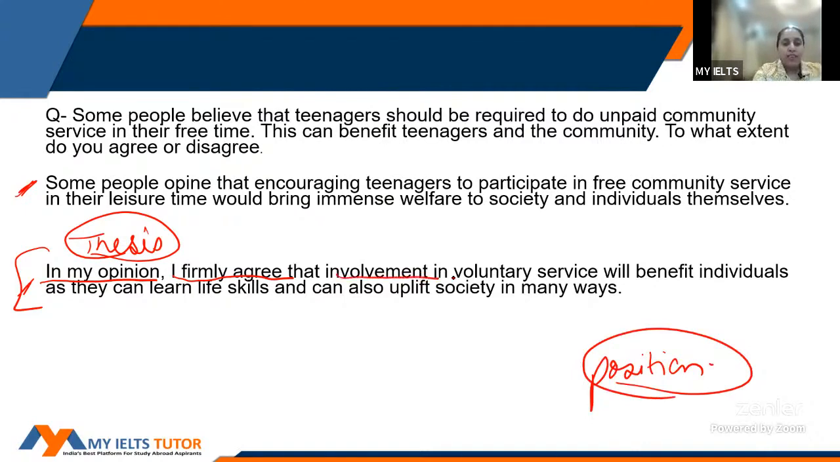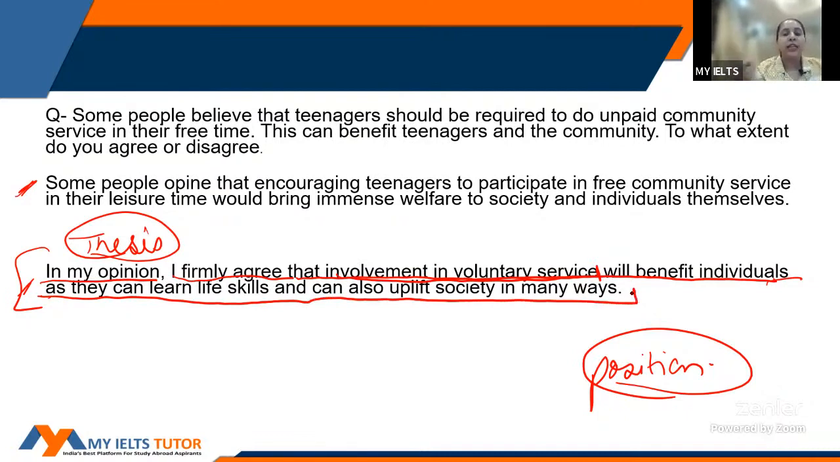Okay, that involvement in voluntary service will benefit individuals as, now I am again referring to the question. I've given my position that I agree, referring to the question. Involvement in voluntary service will benefit individuals as they can learn life skills and can also uplift the society in many ways. They were talking about benefit to teenagers and community. So I'm saying it will benefit individuals because they can learn important life skills, and society, because it can uplift society in many ways.